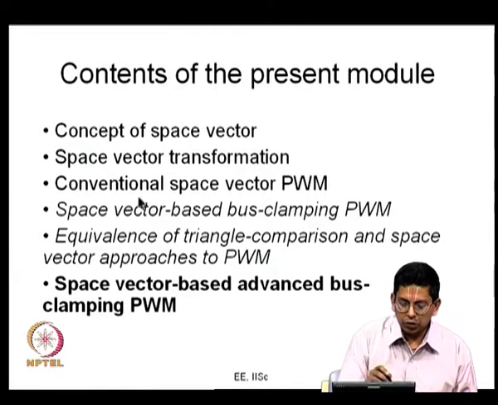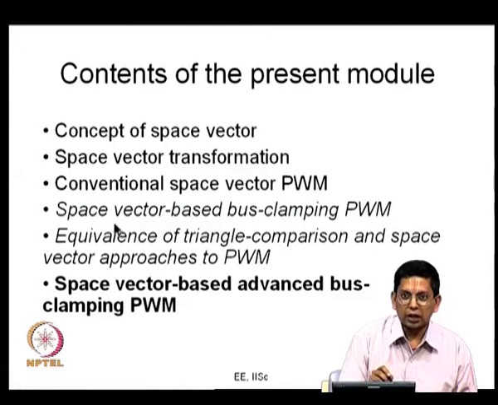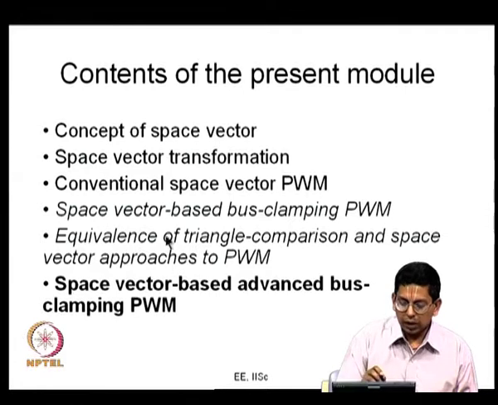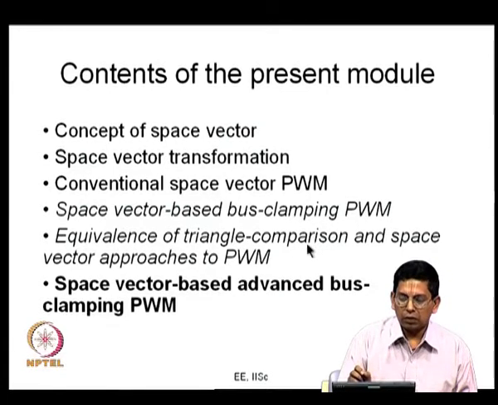And then we also looked at several bus clamping PWM methods, which are equivalent to the discontinuous modulation schemes that we discussed before in the triangle comparison module. We also looked at space vector based bus clamping PWM, and the equivalence of triangle comparison and space vector approaches to pulse width modulation. So, today we will do a bit of these two again. We will have a review and take a look at bus clamping PWM at a slightly greater depth than we did in the last lecture, and we will also see the similarities between these two methods, triangle comparison and space vector approach, and go beyond the similarities.